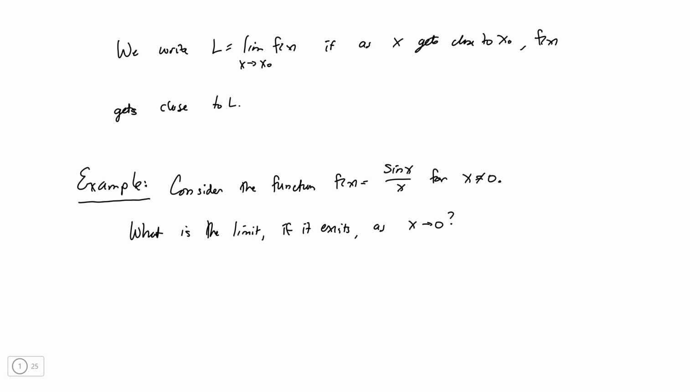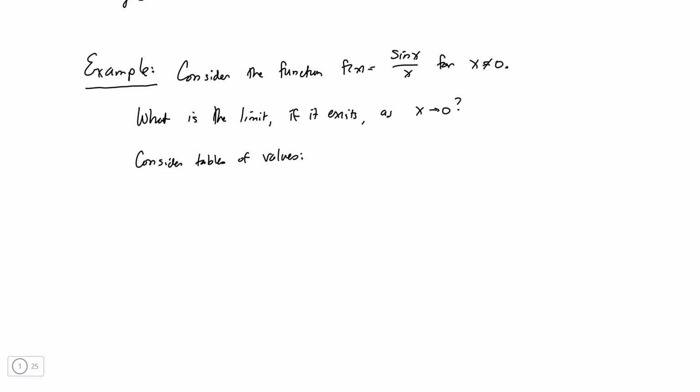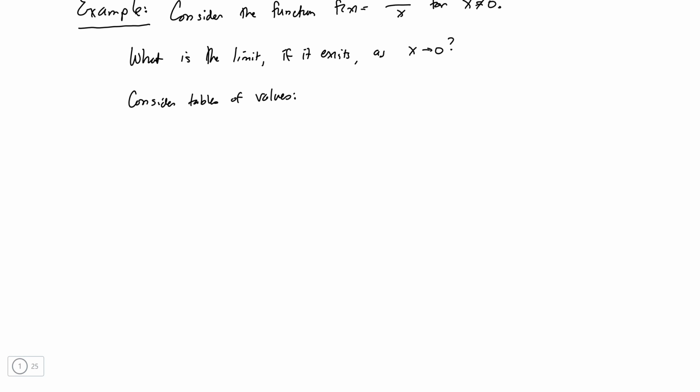Of course, we can't just plug in 0. Sine of 0 is 0, and x at 0 is 0, so that would give me 0 over 0, which makes no sense at all. So what we can do, though, is start by looking at a table of values. So let's consider tables of values. We're going to take some values that are close to 0 and see what's happening.